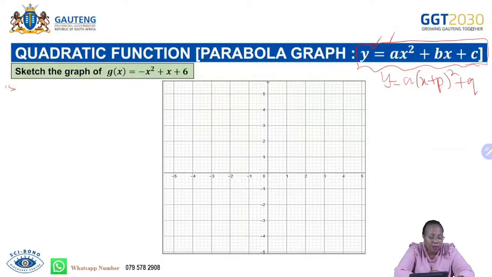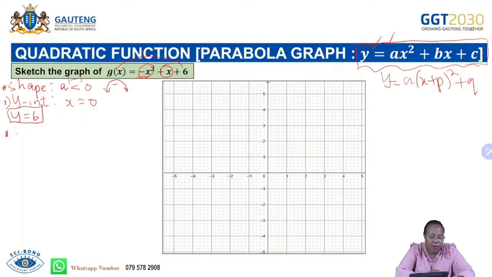You look at the shape of the graph first. Shape of the graph depends on the value of a. In this case, our a is negative. That means it's less than 0. So if it's negative, we are expecting a graph that is facing downward or concave down. Okay. And then secondly, same method, you look at the y-intercept when x is 0. So if x is 0, then the y will be equal to 6. Therefore, y is equal to 6.